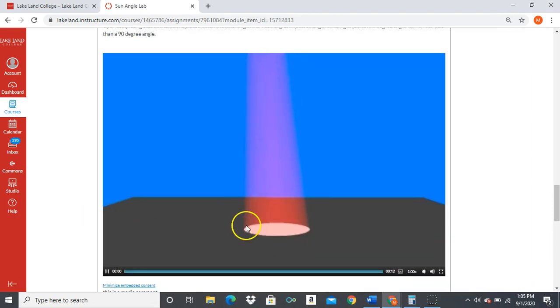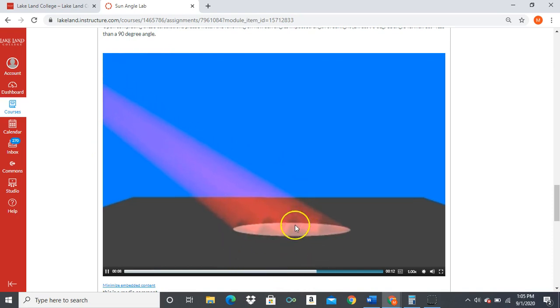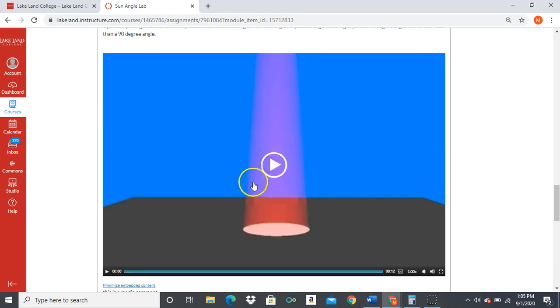And it's in the lab itself. As the sun angle changes, the area on the ground changes as well. And as you watch this animation, notice as the sun angle gets lower, how much the surface area on the ground heats. So when you run the animation at 90 degrees, when the sun comes in at 90 degrees, the area and the circle on the ground is very tight.